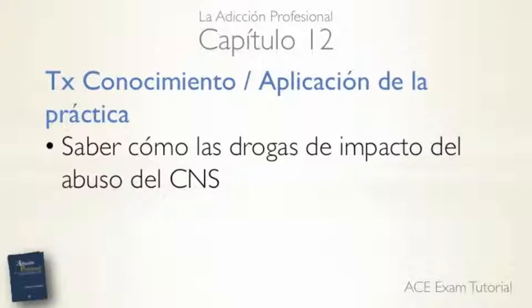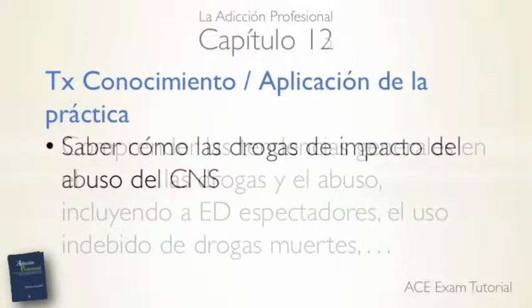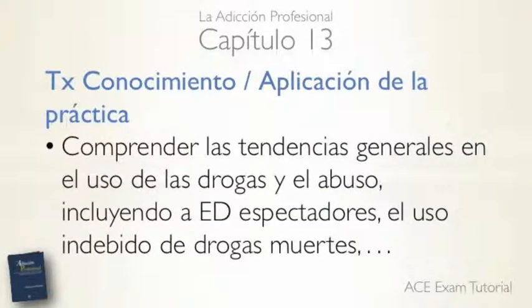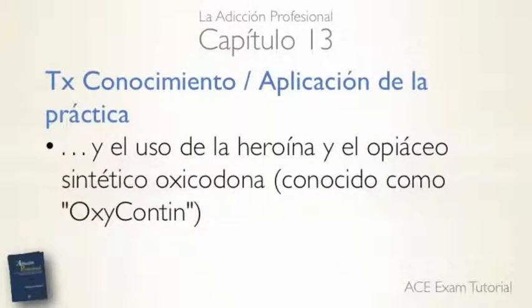Know that the Controlled Substances Act was passed in 1970. Know what the chemical name for alcohol is, and know about the chemical breakdown of alcohol in the human body. In Chapter 13, understand the general trends in drug use and abuse, including emergency department admissions and drug abuse deaths. And also know about the information provided in this chapter about the use of heroin and OxyContin.